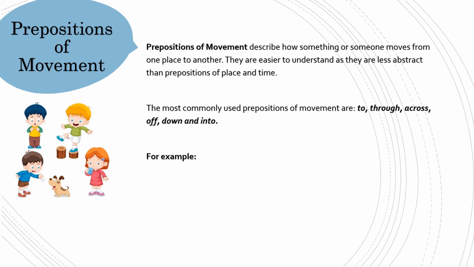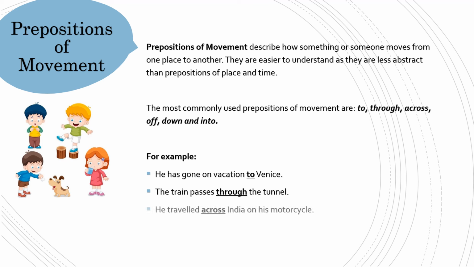For example, he has gone on vacation to Venice. The train passes through the tunnel. He traveled across India on his motorcycle. They stare into the darkness.